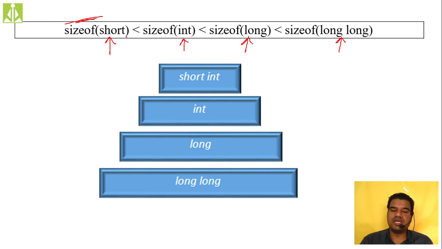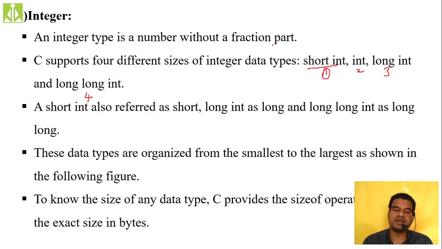As I have shown here, see the less than symbols I have shown over here, and here also. So what are they indicating? Whatever memory the short variable is taking, it is lesser than the integer variable. The integer variable's memory is lesser than the long variable. The long variable's memory is lesser than the long long variable. Likewise, we have the understanding.